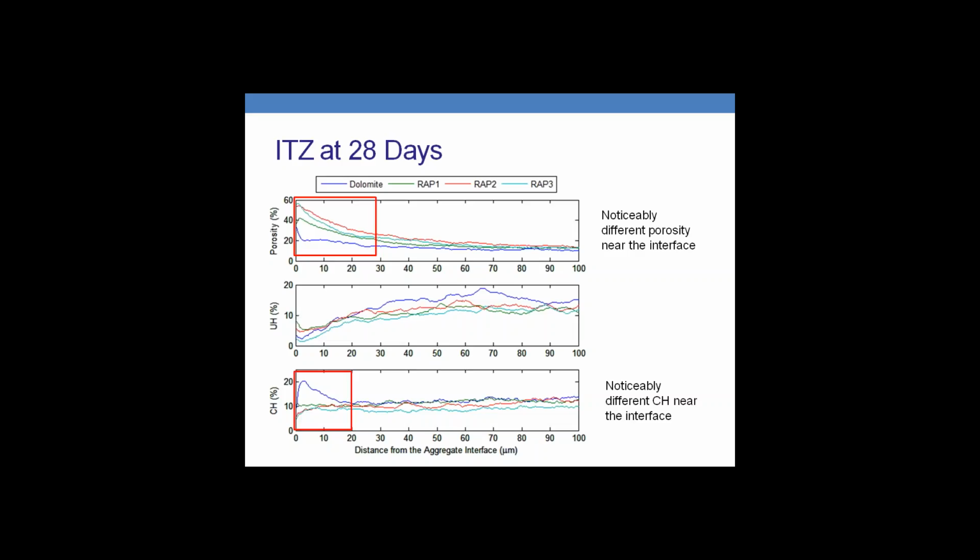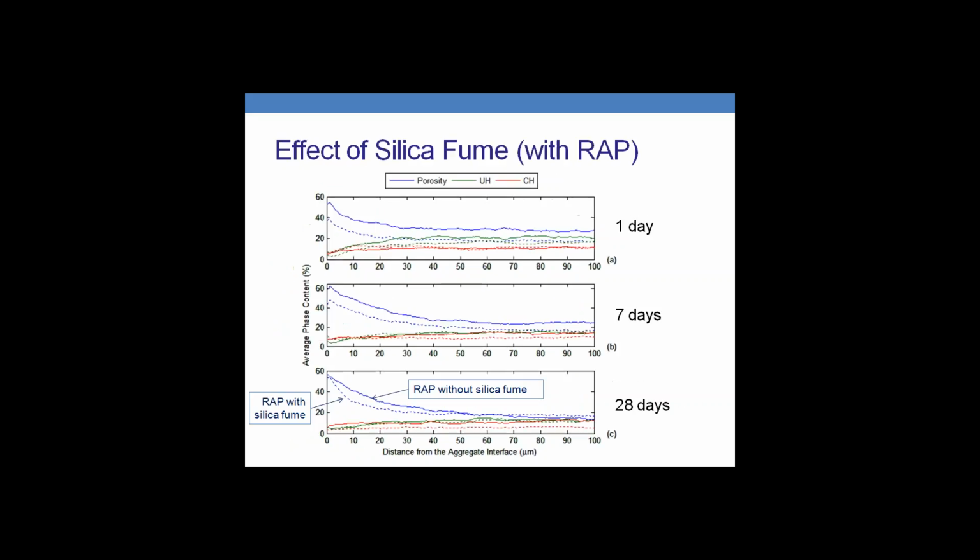So the biggest thing to note here is that we have a very large, porous ITZ because of the wrap. Now we add silica fume, which is a very tiny particle, about 100 times smaller than cement.